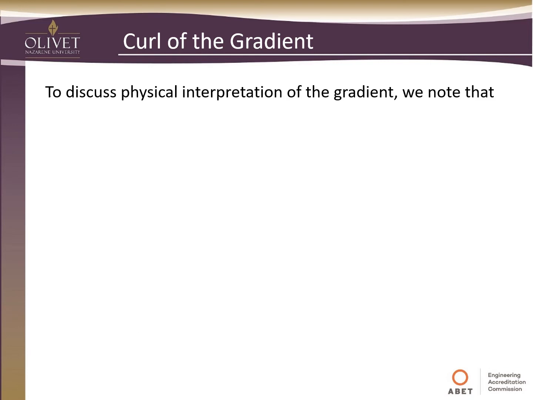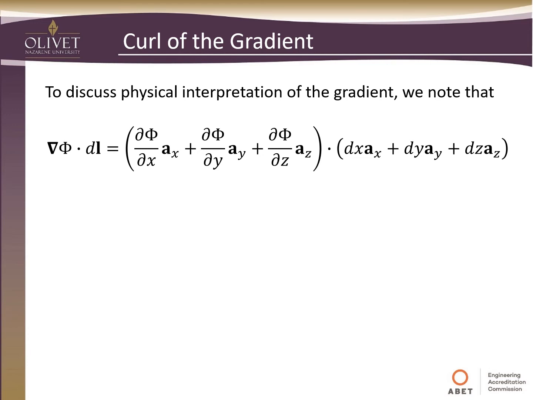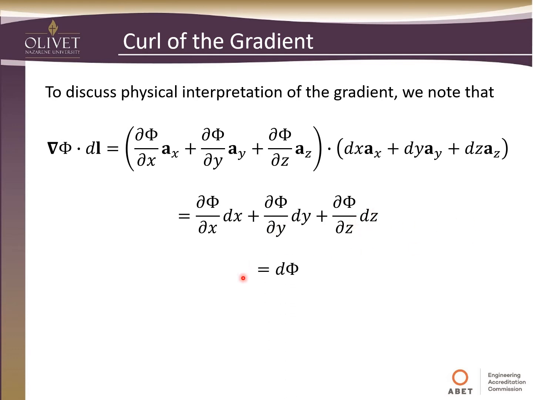So now we want to discuss the interpretation of the gradient. To do this, we're going to take a look at the gradient of phi dotted with differential length dl. So when we do that, we have our differential operator, our gradient here, and then this will be dotted with the differential x in the x direction, differential y in the y, and differential z in the z. When we multiply this out, we just get the derivative with respect to x, partial with dx, derivative with respect to y, partial with dy, and so on with dz. And so we can just rewrite this as the derivative of phi, d phi.